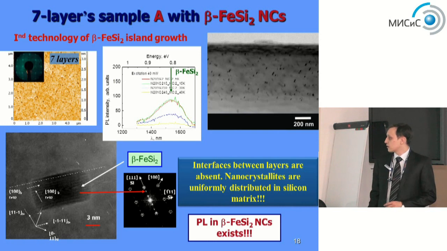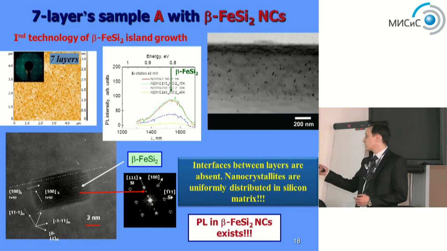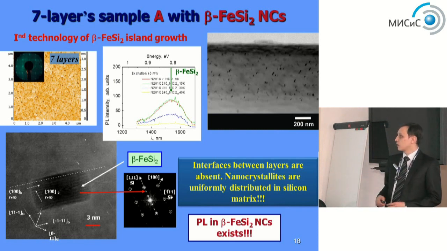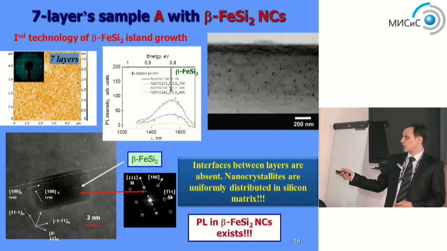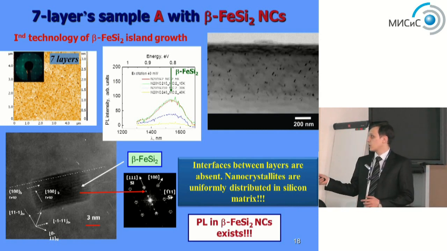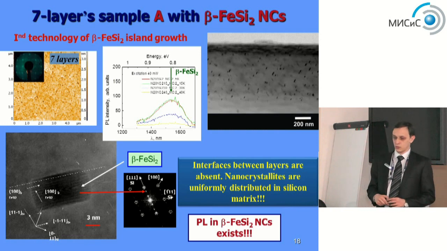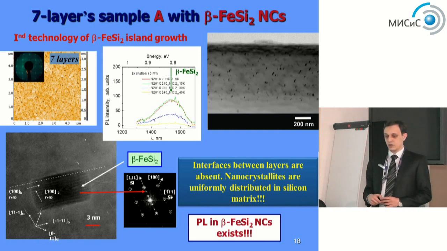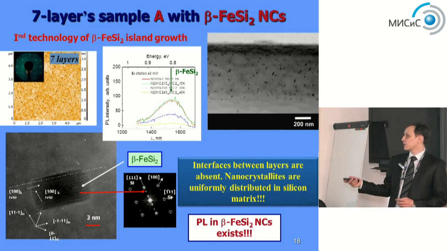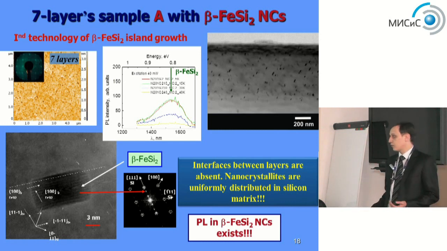And what conclusions about iron disilicide? Interfaces between layers are absent, nanocrystal lattices are uniformly distributed in the silicon matrix. And we also see photoluminescence, but unfortunately at very low temperature, at helium temperature. When we increase the temperature up to nitrogen, up to 70 Kelvin, the signal unfortunately is lost.